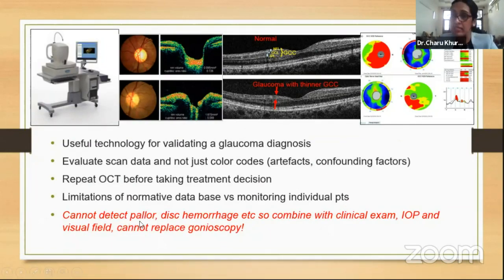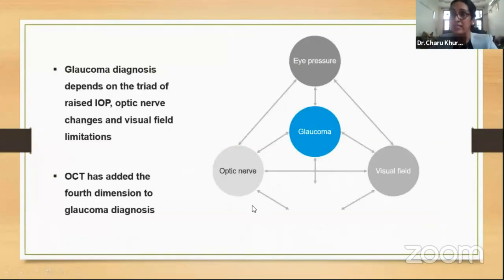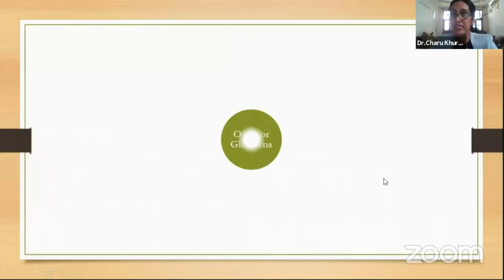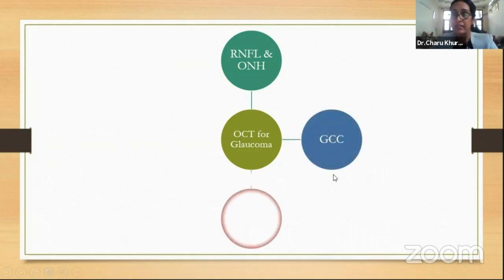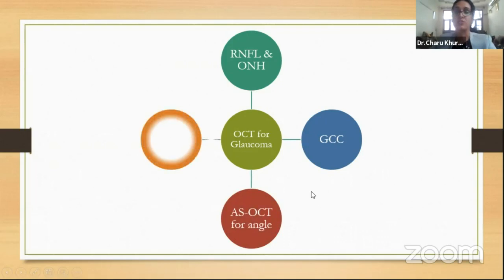But remember, an OCT cannot detect disc pallor or disc hemorrhages, so you still need a clinical exam for confirmation of glaucoma. So the triad that I began with in my presentation, the eye pressure, the optic nerve cupping, and the visual field, has OCT as a very essential tool, a fourth dimension to glaucoma diagnosis. And in recent times, we find that OCT is not only giving us information via the RNFL and the ONH and the GCC, but that the anterior segment OCT as well as OCT angiography has really increased the role of OCT for glaucoma. So I see an enhanced role of OCT for glaucoma in the coming years.